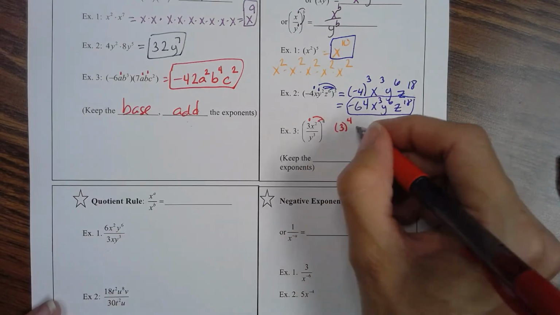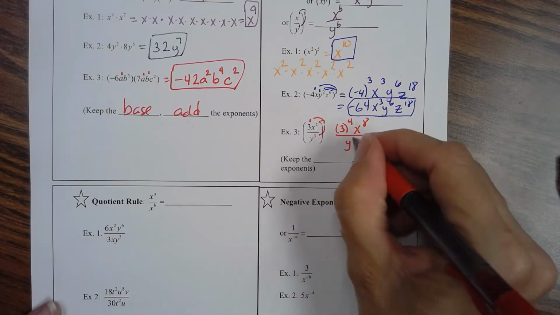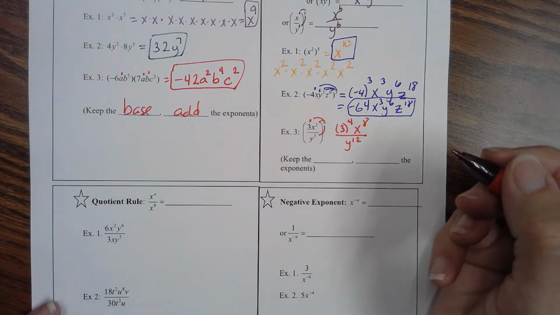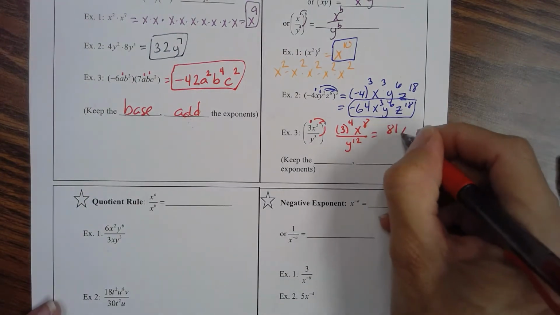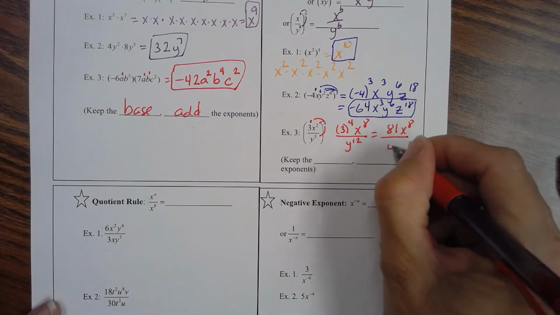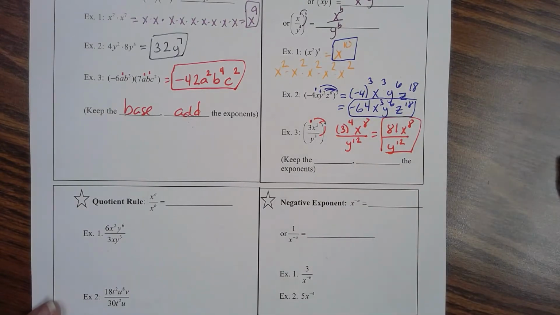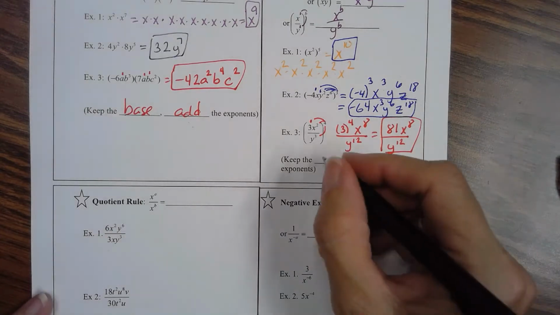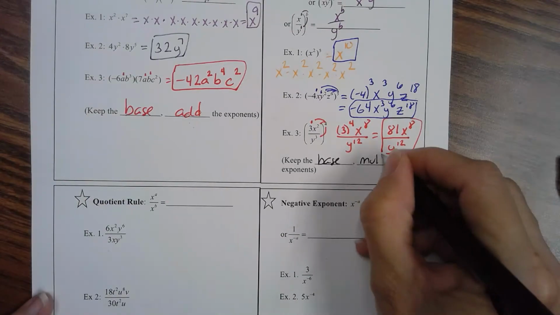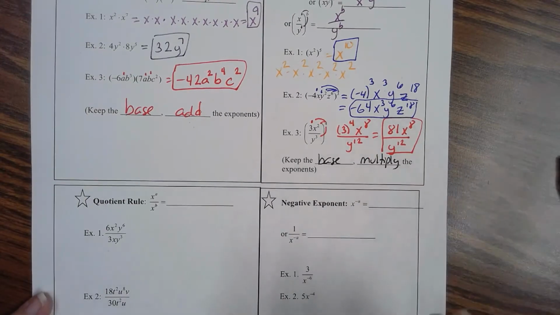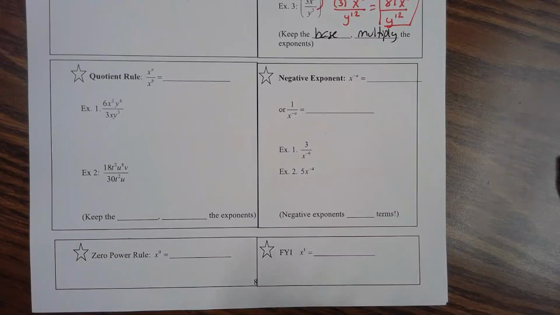And then 4 times 2 would be x to the 8th, all over, and then 4 times 3 is y to the 12th. So 3 times 3 is 9, times 3 is 27, times 3 is 81. So 81 x to the 8th over y to the 12th. So what is our rule here? We keep the base and we multiply the exponents. But again, make sure you're understanding why, not just memorizing.